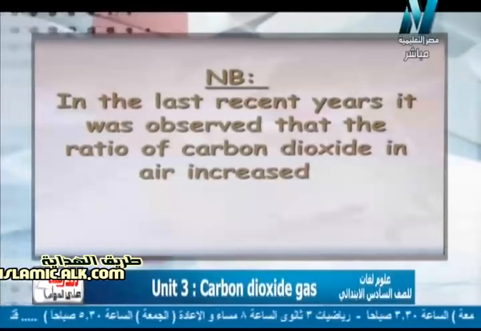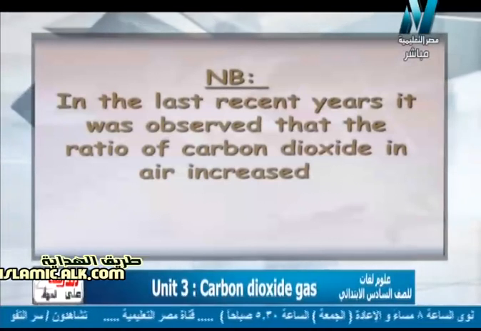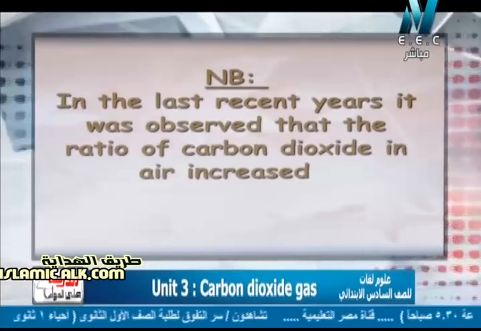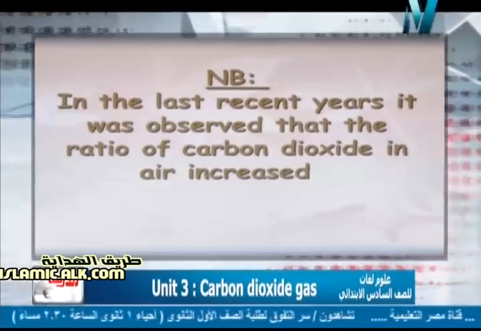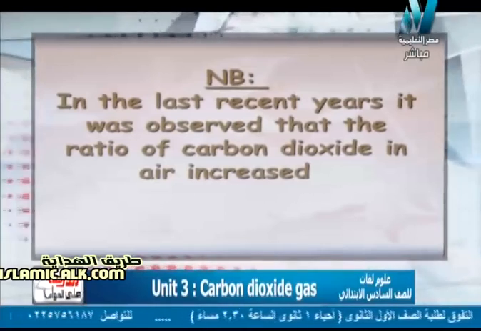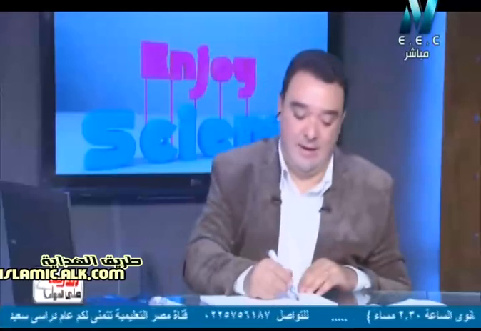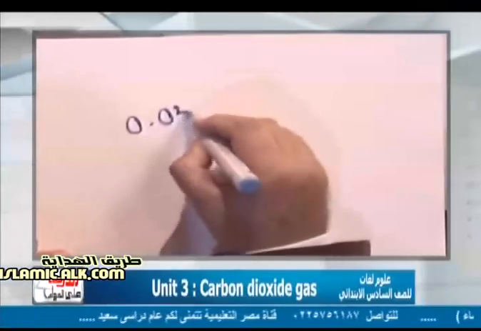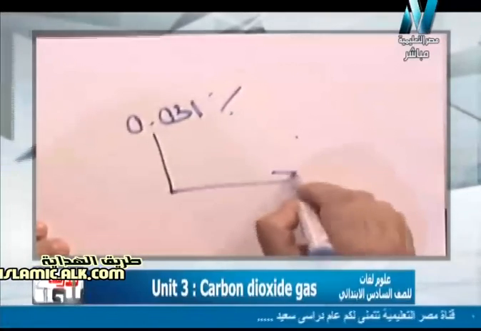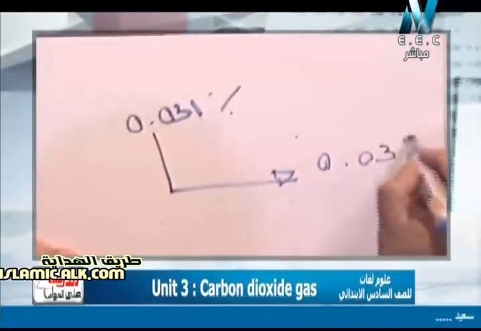In recent years it was observed that the ratio of carbon dioxide gas in air increased. يعني في آخر كام سنة لاحظنا إن النسبة زادت شوية. طب هي كانت كام وبقت كام؟ For your information لمعلوماتنا it was 0.031%. It increased, it already increased to what? To 0.038%. So it increased to a great extent.